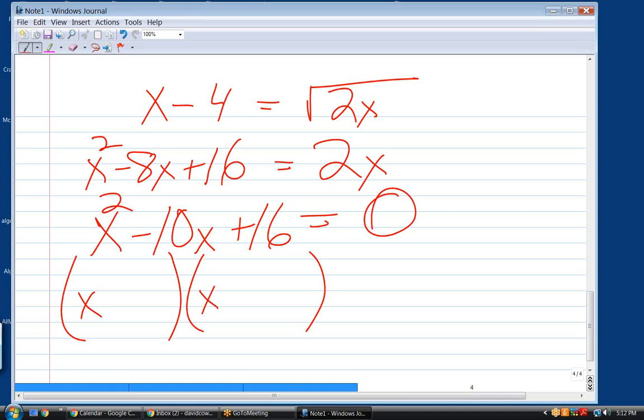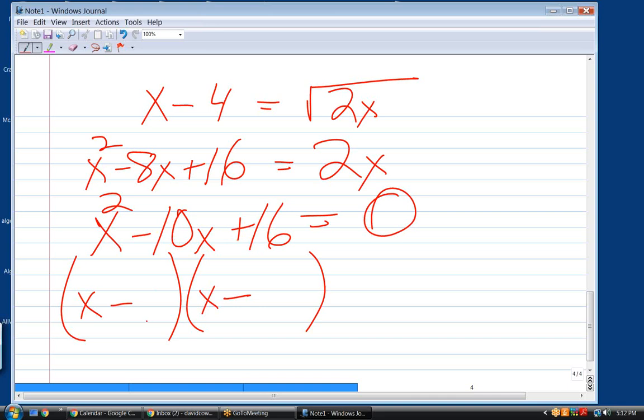What do both signs have to be? In other words, I want to figure out that sign, the plus or minus, and that sign. That's my step 2. They both have to be negative. Correct. That's the only way that we can produce a positive 16 and a negative 10x.